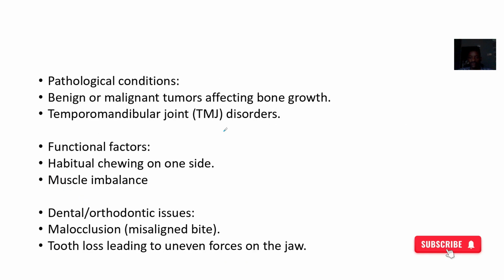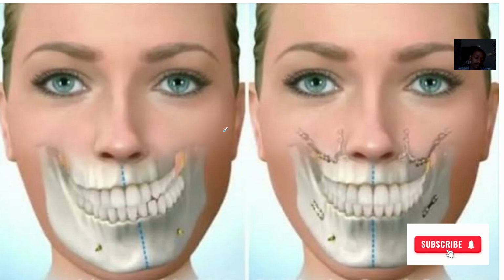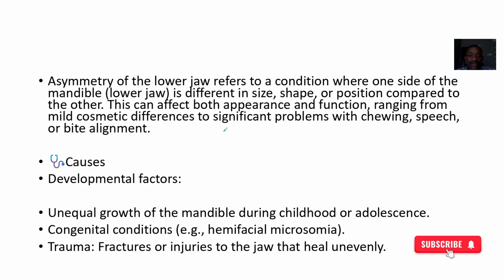Both right and left are not equal. So you could also see this. Your chin could be deviated to the left or to the right, or one side is smaller than the other one. So asymmetry of the lower jaw just refers to a condition where one side of the mandible is different in size. It could be shape, it could be position.